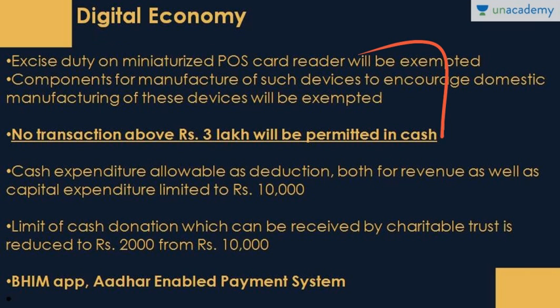Next we have digital economy. A lot you must have already done in the context of demonetization. What are the steps that the government has taken to promote the digital economy? Certain other steps include doing away with the excise duty on POS, so that domestic production of POS machines can be done. Then no transaction above 3 lakh can be permitted in cash. Simultaneously, we have the Bheem app, Aadhaar enabled payment system and so on.